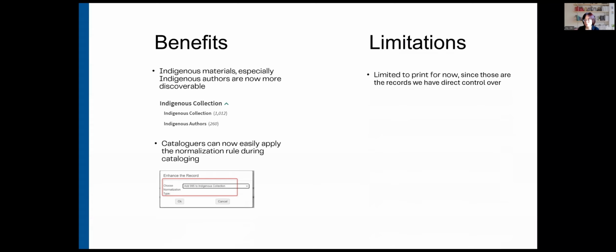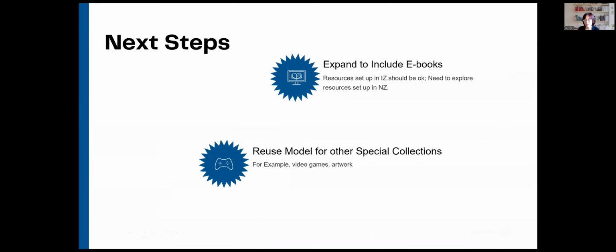Limitations. The facet currently only applies to print materials, since those are the records we have direct control over. This leads to our next step. We started with print materials last summer, since these records are in the institutional zone. But the vast majority of our resources are e-resources managed by the network zone. I ran a small sample test, and I'm very optimistic that extending the facet to ebooks is feasible.